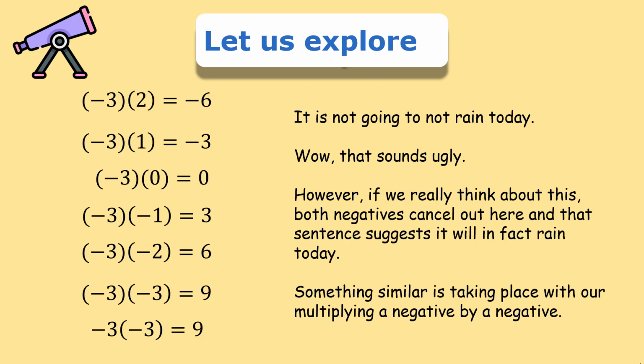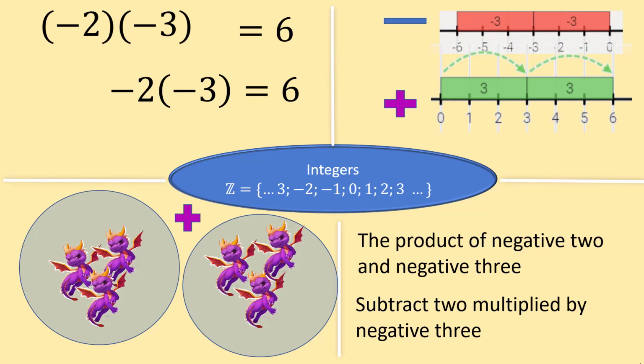So something similar is taking place with our multiplying a negative by a negative. So -2 multiplied by -3 gives us positive 6, as well as subtract two groups of -3. That is equal to 6.